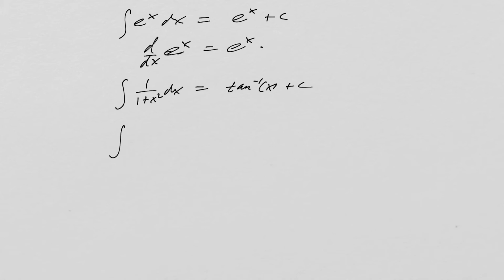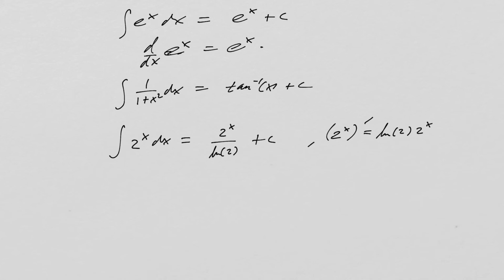Of course, we can now write all sorts of cool stuff down. We can think of many other functions. Let's do 2 to the x dx. Well, what is that? Remember, it's going to be 2 to the x over natural log of 2 plus c. Why is that what it has to be? Well, remember that if we take the derivative of 2 to the x, it's going to be natural log of 2 times 2 to the x.